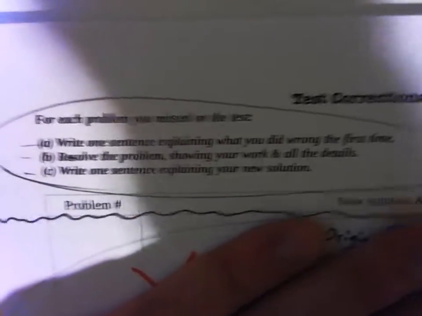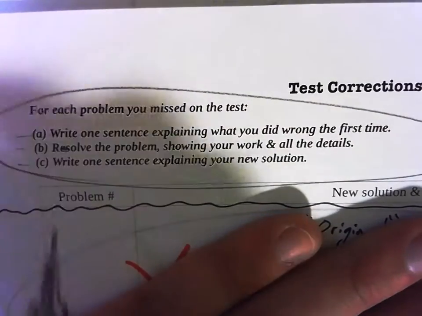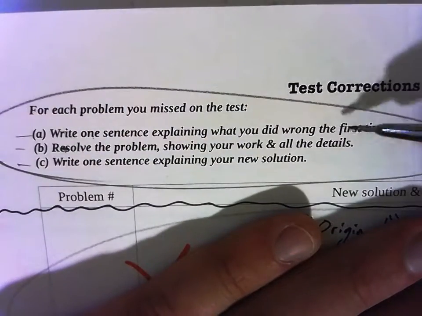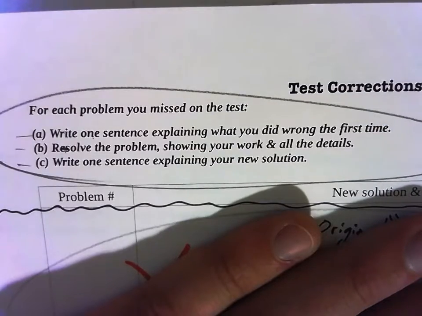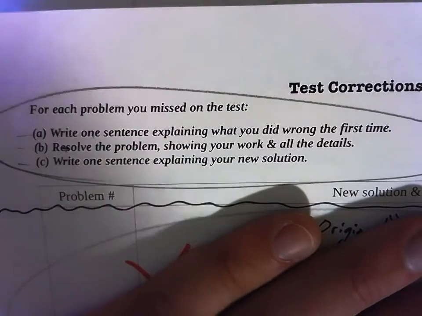Okay, first, for each question you missed, write a sentence explaining what you did wrong the first time. Then resolve the problem, showing your work and all the details, so do it correctly. Then write a sentence explaining your new solution. Do all three parts for every single question that you missed on your original test paper.